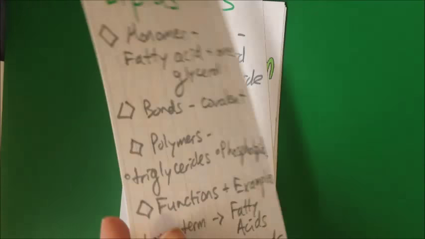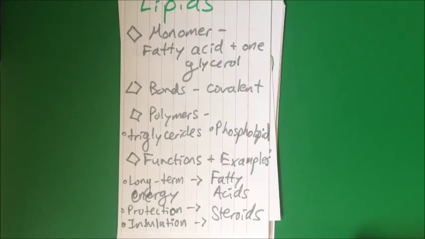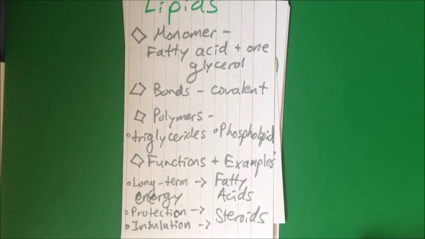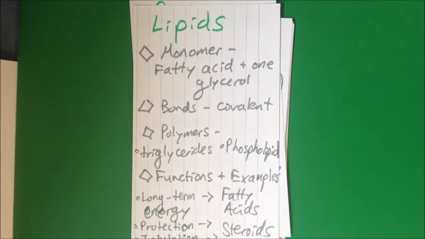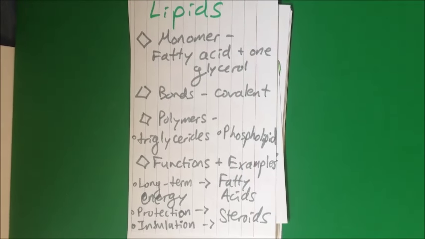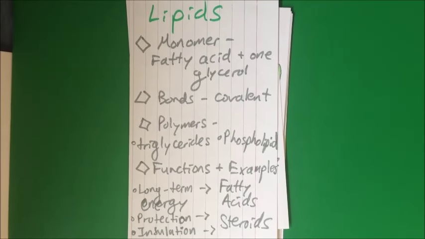With lipids, the monomer is a fatty acid and one glycerol, which are joined by covalent bonds to form the polymers, such as triglyceride and phospholipids. The functions include long-term energy storage, protection, and insulation. Examples include saturated and unsaturated fatty acids and steroids.